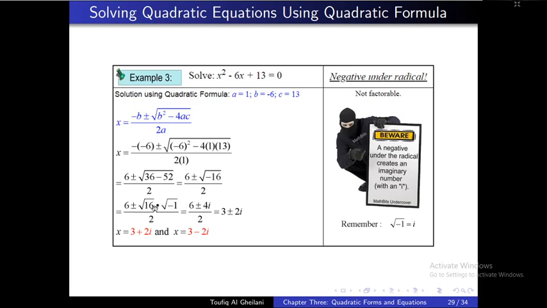So 6 plus or minus 4, how come 4? Because the square root of 16 is 4, and i is the value of the square root of minus 1, divided by 2. So here 6 divided by 2 is 3, plus or negative 4 divided by 2 is 2i. So we have two values: x equals 3 plus 2i, and x equals 3 minus 2i.